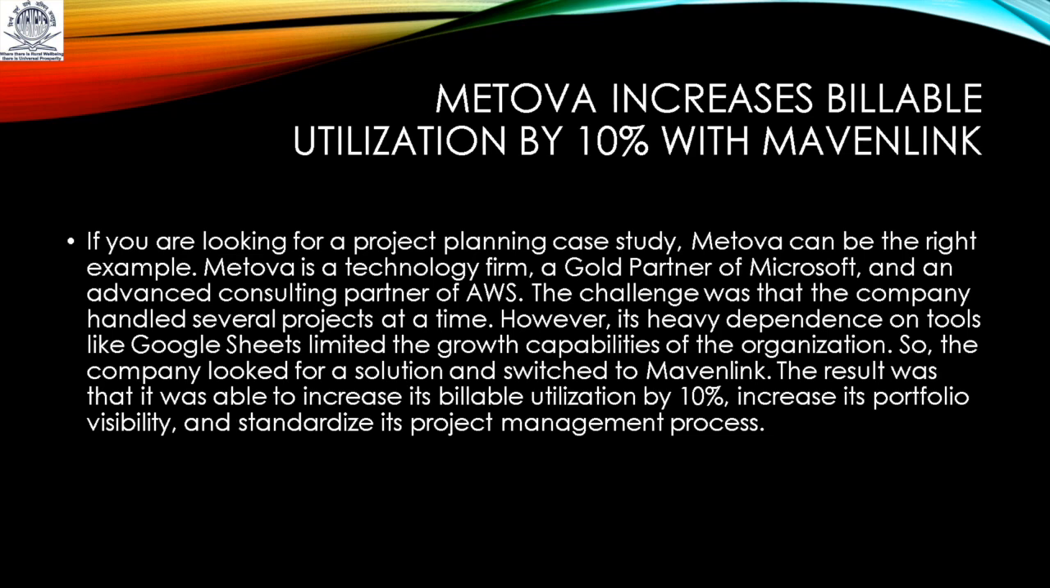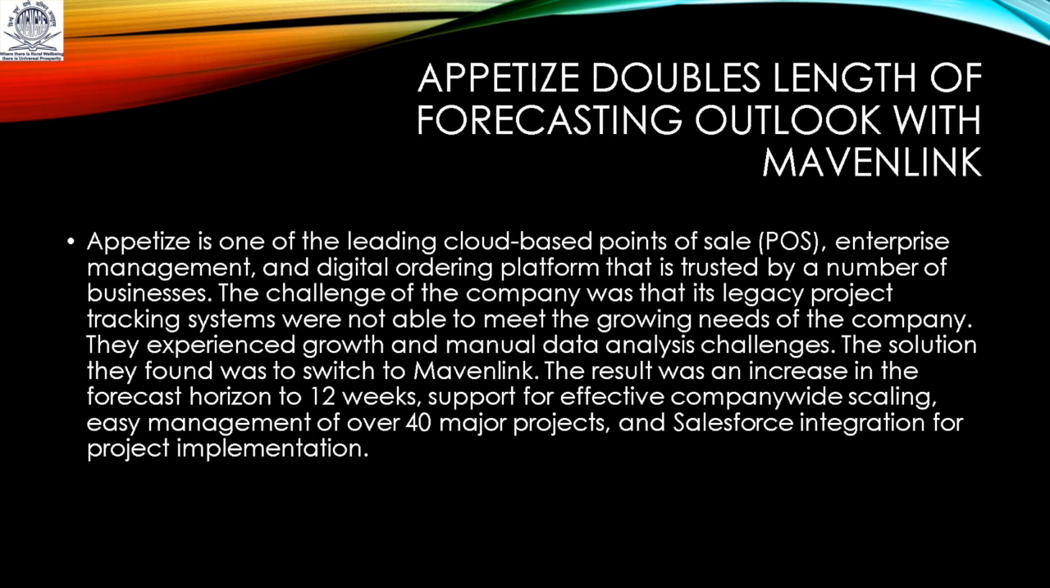Now, let us look at the fifth case study, that is Appetize doubles the length of its forecasting outlook with Mavenlink. Again, Mavenlink plays a very important and significant role in helping the growth of the business with the help of these project managers. Appetize is one of the leading cloud-based point of sale, that we call POS, enterprise management and digital ordering platforms that is trusted by a number of businesses.